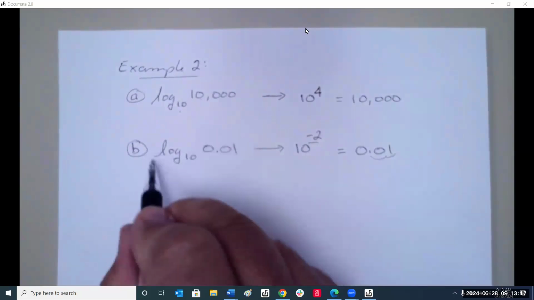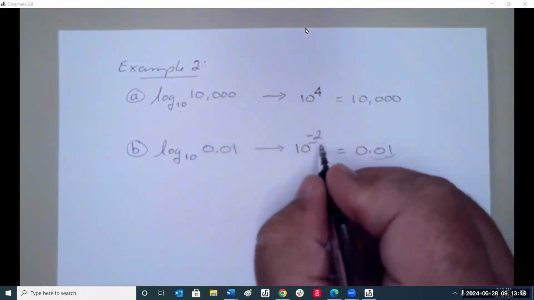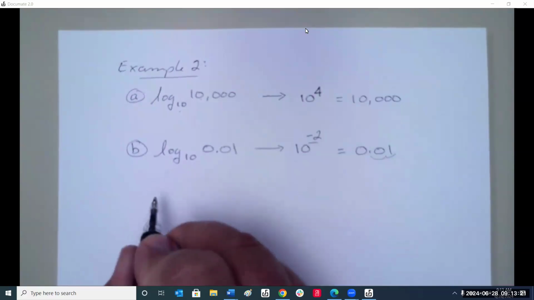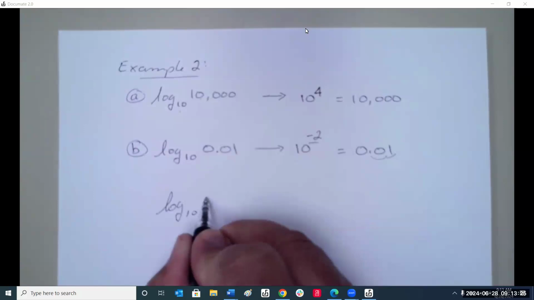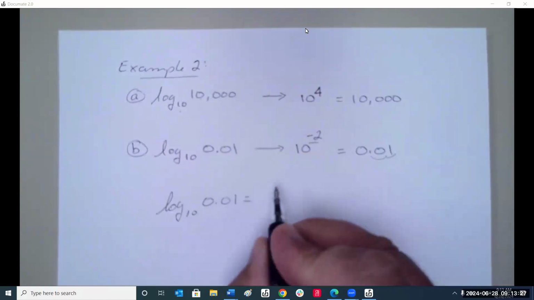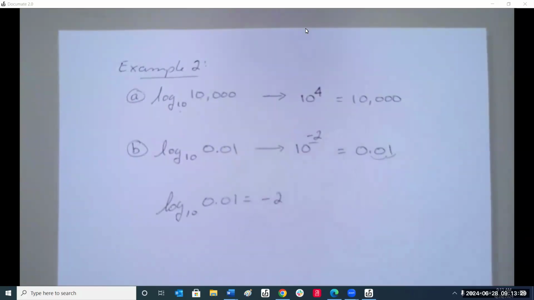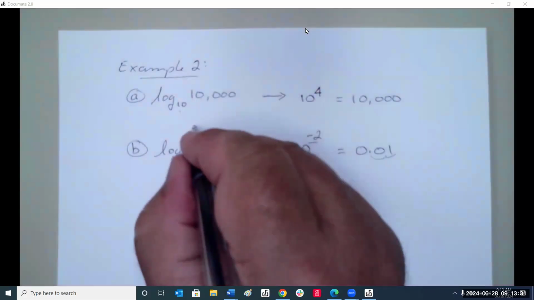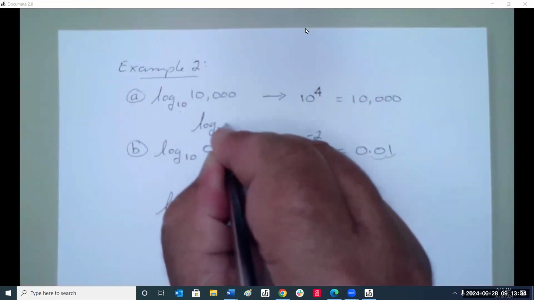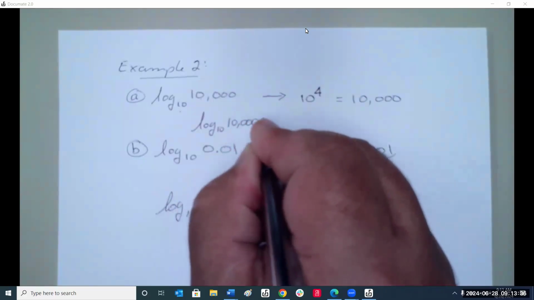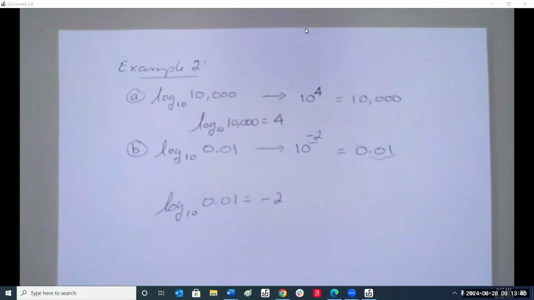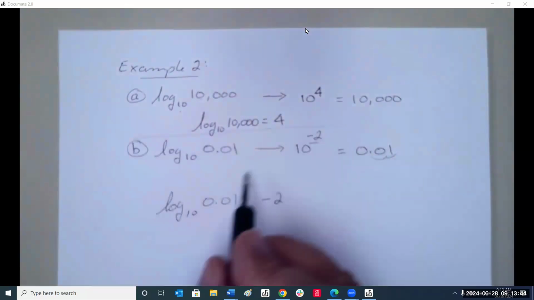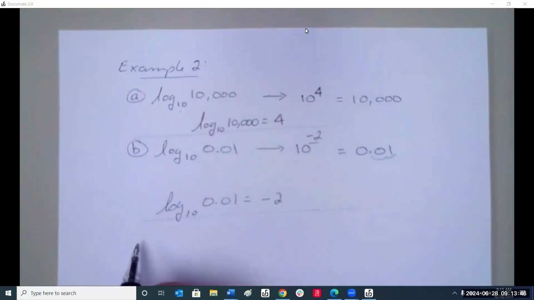So this whole answer here is log base 10 of 0.01 equals -2. Log base 10 of 10,000 equals 4, because that's what we're looking for.